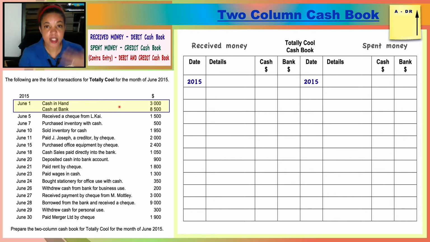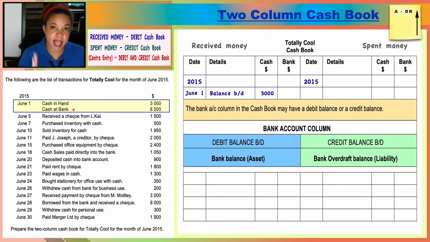Cash, an asset, is always on the debit side. So you're going to go on the debit side and have June 1st, balance brought down, under the cash column, $3,000. This is where I emphasize something. Bank is an asset if it has cash in the bank account. But we learned when we did the balance sheet that there is a current liability called bank overdraft. This is when your bank account does not have money because you have overdrawn your account, because you have an agreement with the bank that you can overdraw a certain amount. So with the bank account, it can go either way.